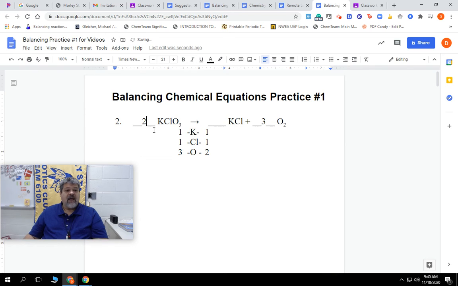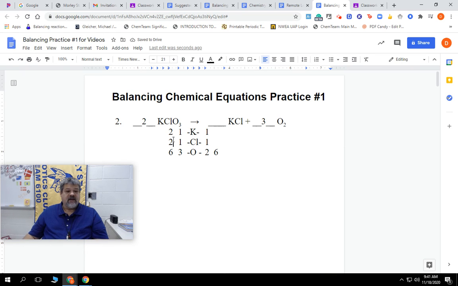Okay, now how many of each one do I have? Well, I have this whole thing 2 times, so that means I have a total of 6 oxygen on that side. And on the other side, I have O2 3 times, which makes it 6 on that side. But I also changed the number of potassium on this side. So now I have 2 potassium, and back over to this side, 2 chlorine.